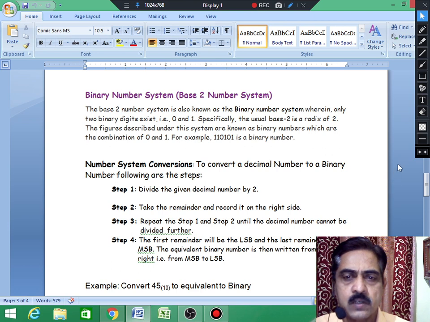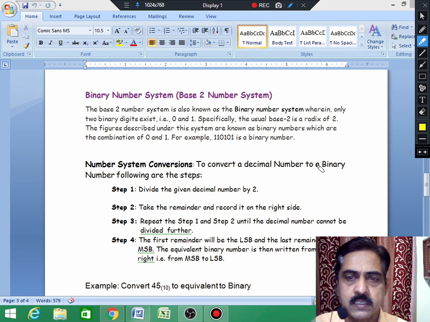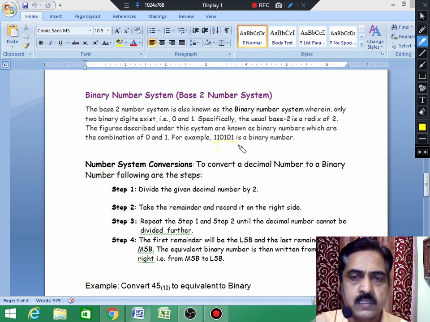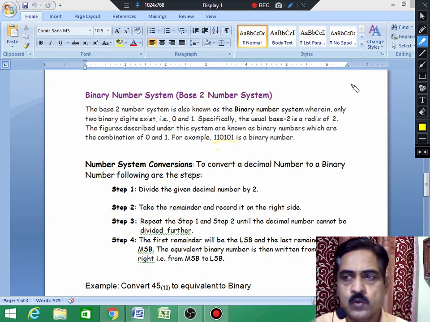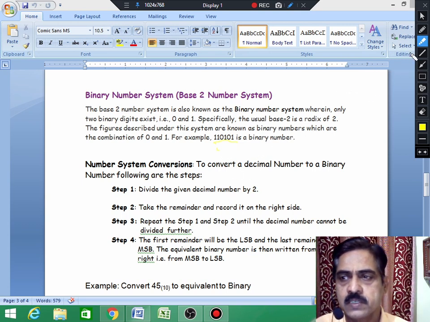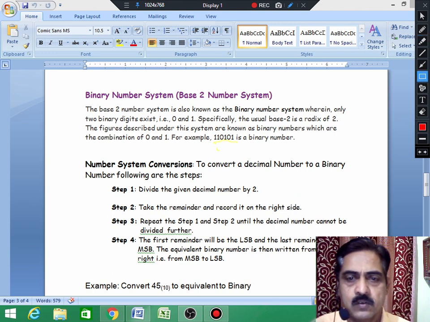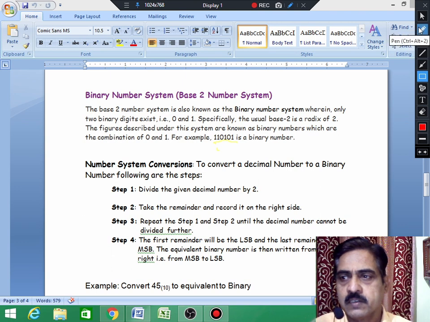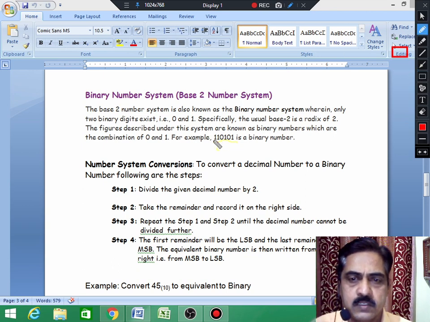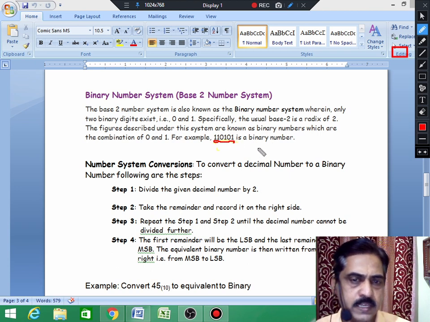For example, 1 1 1 1 1 0 1 0 1. Let us take this one. Okay, now this is the example: 1 1 0 1 0 1 is a binary number.